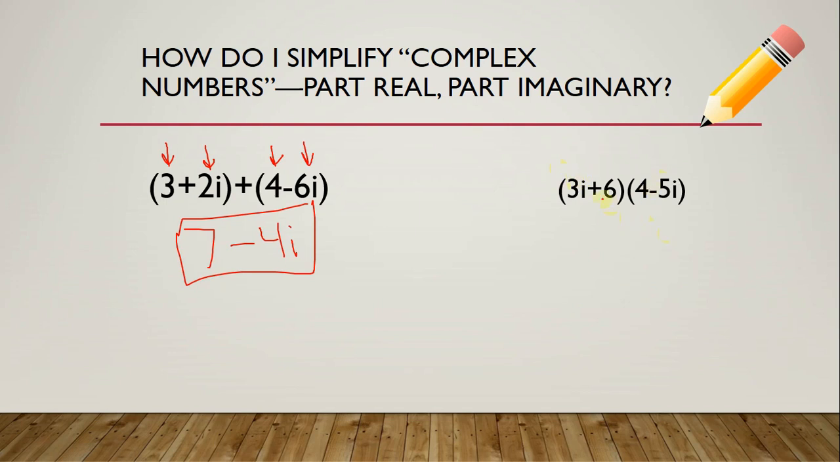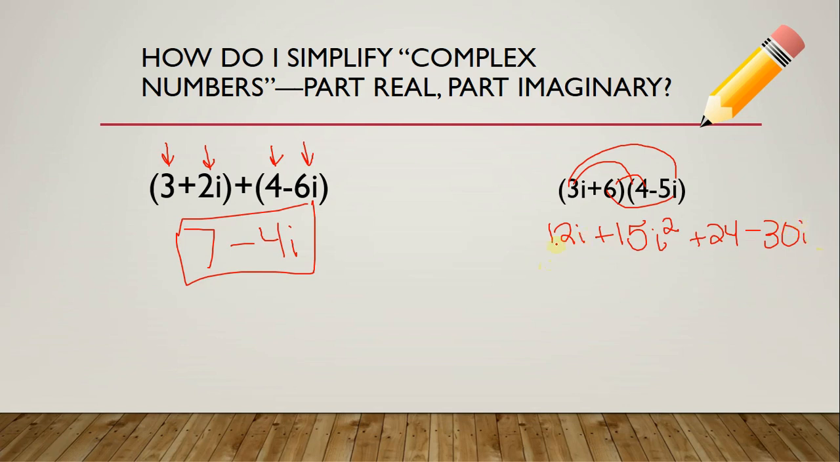Multiplication, just like normal, you're going to FOIL this. So 3i times 4, that's 12i. 3i times 5i, ooh, that's a little different. So that'd be 3 times 5, 15. i times i, that's i squared. 6 times 4, that's 24. And then 6 times negative 5i, that's negative 30i.